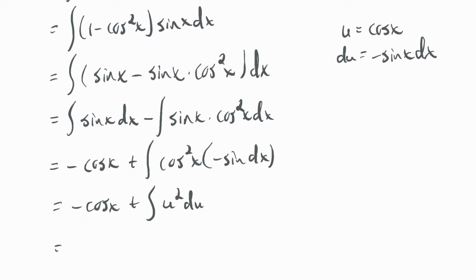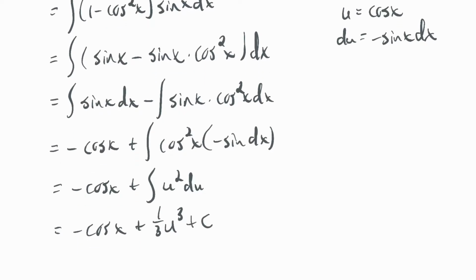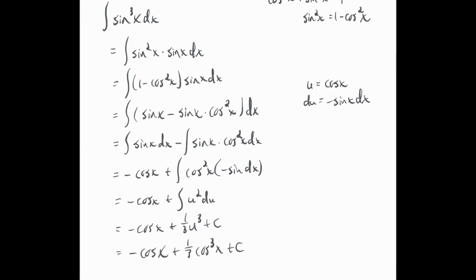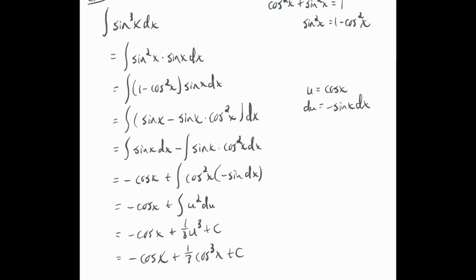So this will be negative cosine x plus 1/3 u cubed plus c, and then of course I can put u back in, or in other words, put the cosine back in. So negative cosine x plus 1/3 cosine cubed of x plus c. There we go. That is the antiderivative of sine cubed of x.